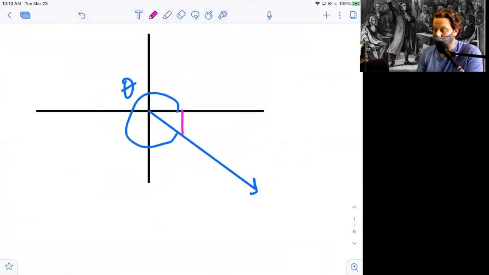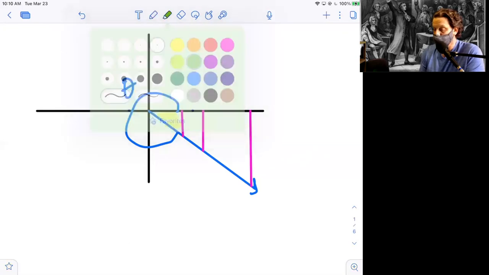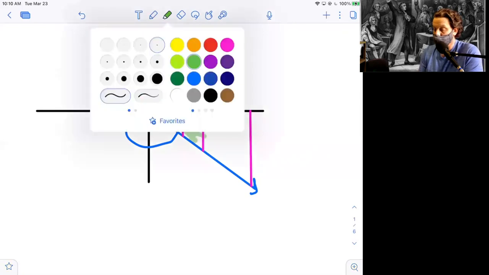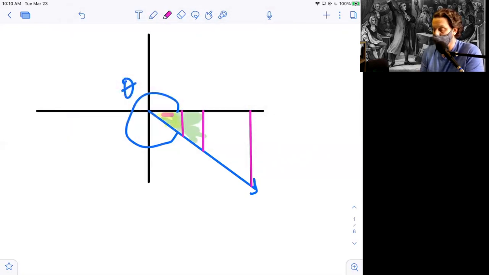If I drop a perpendicular from here, I get a small right triangle. If I drop a perpendicular from here, I get a bigger right triangle. If I drop it from here, I get an even larger right triangle. But because these three triangles that I'm drawing share two side lengths and the reference angle, they're all proportional to each other. Would you agree? They're all dilations of each other.